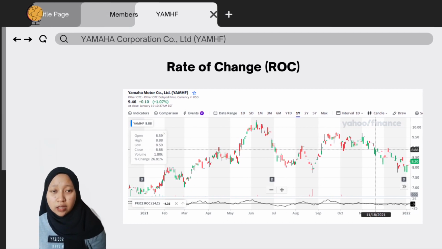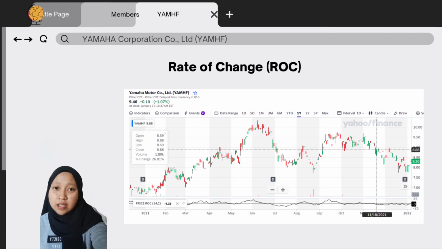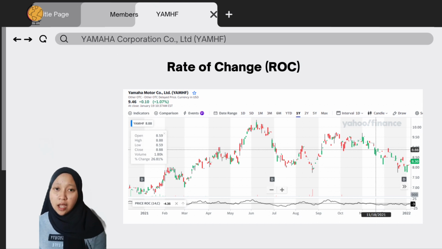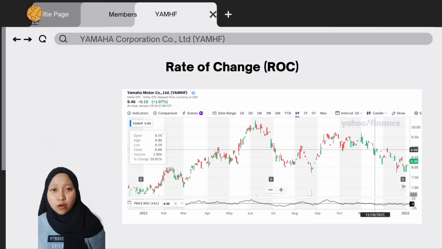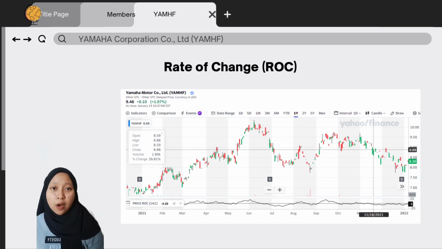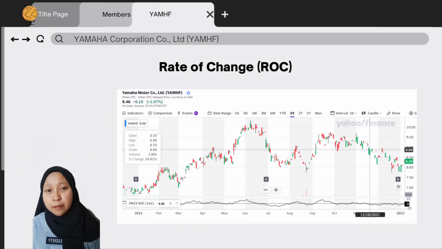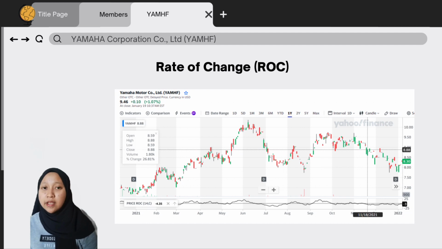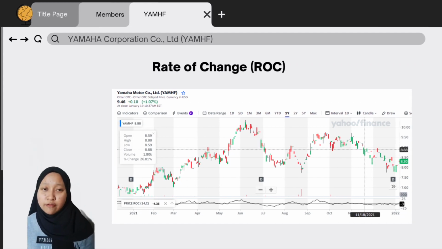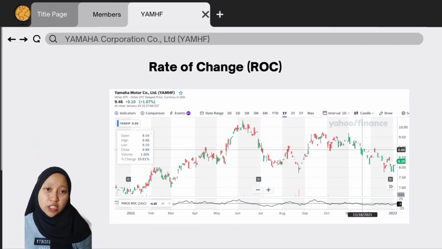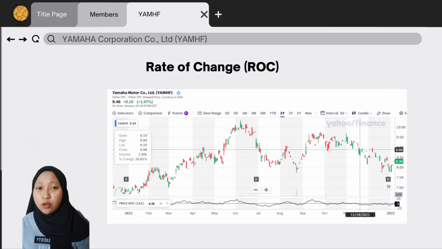The value of negative 4.35 indicates a 4.35% decrease over the period. There are periods where the ROC shows an upward spike above the zero line, which corresponds to an increase in the price over the previous 14 days. This spike would have suggested short-term bullish momentum during those times.